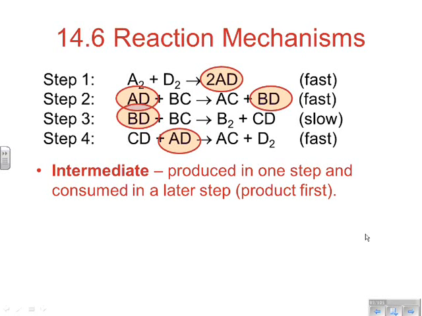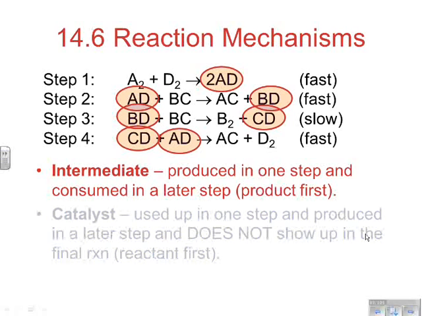Now, when you take a look, do you see any other intermediates in this reaction? Look closely. I want you to take your time and find, is there any other intermediate existing? Sure enough, hopefully you found the fact that CD was produced in step 3 and then consumed in step 4. So this particular reaction actually has 3 different intermediates in our hypothetical equation.